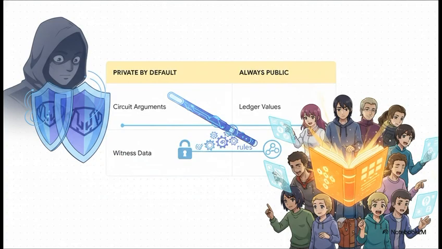But it's not a magic wand. You have to know the rules of the road. By default, any secret information that you feed into your contract's functions, this technical stuff called circuit arguments and witness data, all of that stays private. But anything that gets written to the public blockchain ledger, well, that becomes visible to everyone. Understanding this dividing line is absolutely critical.